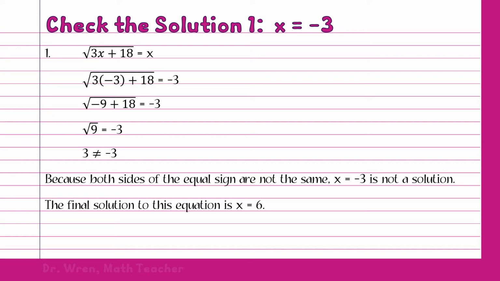Now let's check the solution, x equals negative 3. Start with the original equation, the square root of 3x plus 18 equals x. Wherever you see x, put negative 3. The rest is just algebra. So we get a final inequality of 3 does not equal negative 3. Because both sides of the equal sign are not the same, x equals negative 3 is not a solution. The final solution to the equation, the square root of 3x plus 18 equals x, is x equals 6.